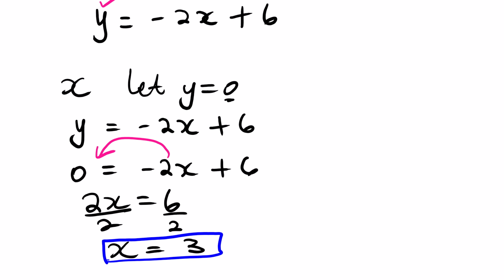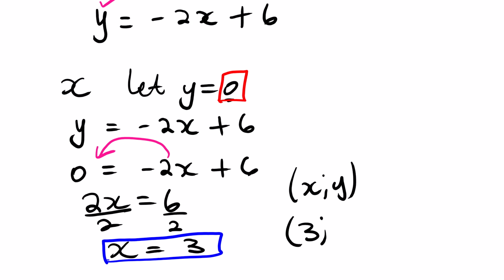And remember, the x-intercept is a coordinate. Remember the ordered pair of coordinates is x and y. So what is our x value? It's 3. That is the first point. And then our y value, it's this 0 here. So it will be 0. This is the first point. We can say this is point A.